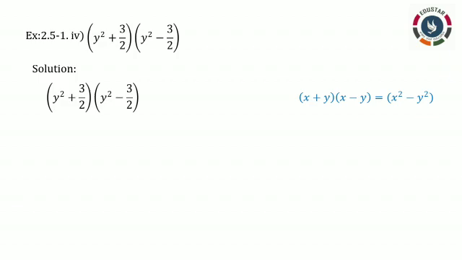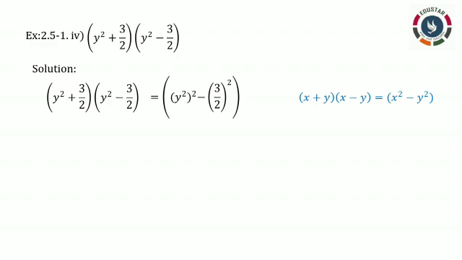So, apply the given values in the question in the identity. Then, we will get (y square) the whole square minus (3 by 2) the whole square. Here, x value is y square and y value is 3 by 2. So, we got (y square) the whole square minus (3 by 2) the whole square.